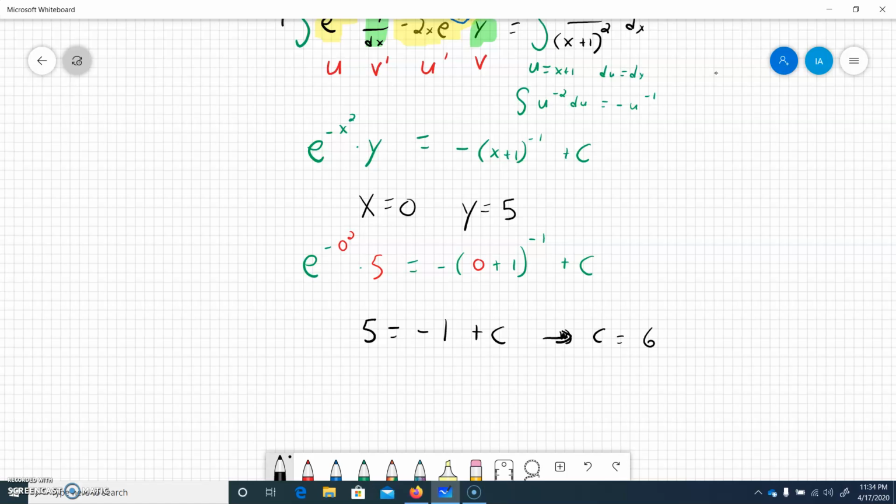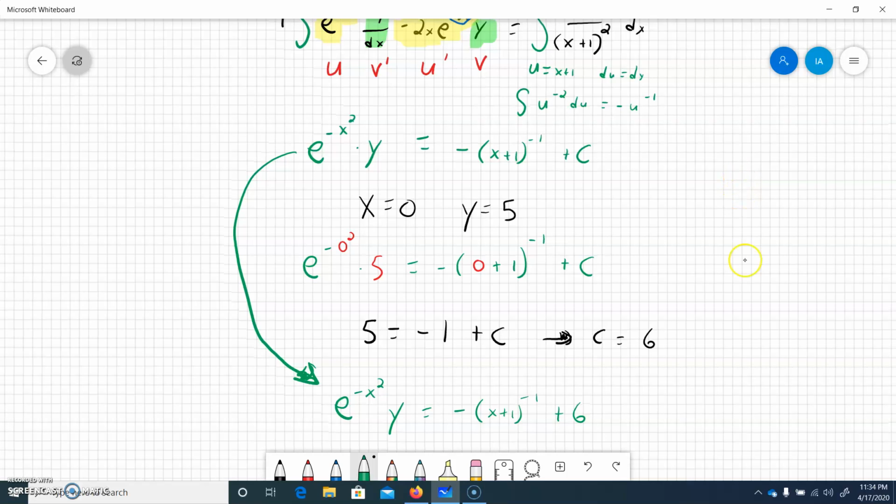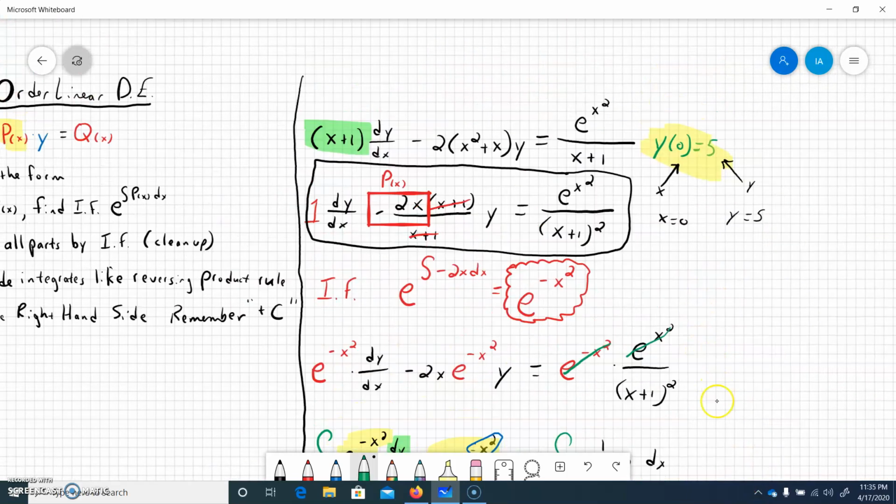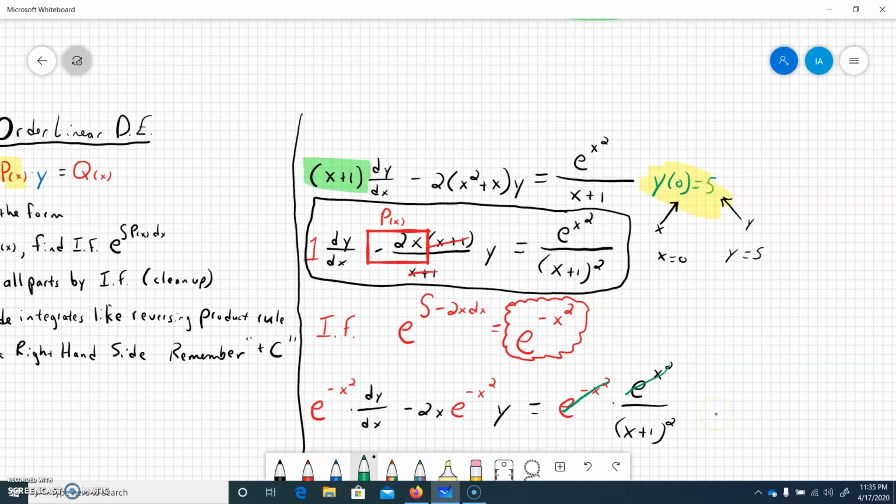So in these conditions, we could go back and complete our differential equation with that initial condition, where we would have e to the negative x squared times y equals negative x plus 1 to the negative 1 plus 6. So that solves the original equation we were given up top, and it goes through the point that they gave us over here.